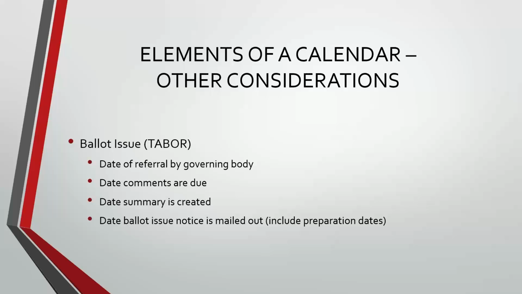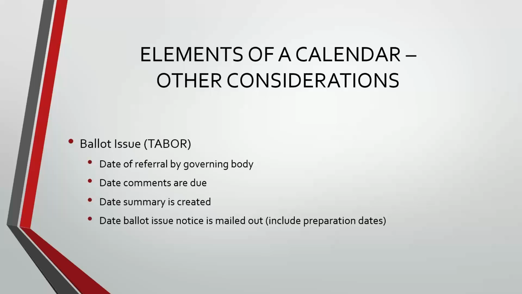Now, also on your calendar, if you happen to have a TABOR issue, that if your governing body puts a TABOR issue on the ballot, the other things you need to include are the deadlines, which are very specific for this. Remember, if you have TABOR-covered voters, that's your benchmark by which you're working to make sure things work. So you would put in the date that the governing body refers it to the ballot, and they have to take affirmative action to put it on the ballot, and it can be done by resolution.